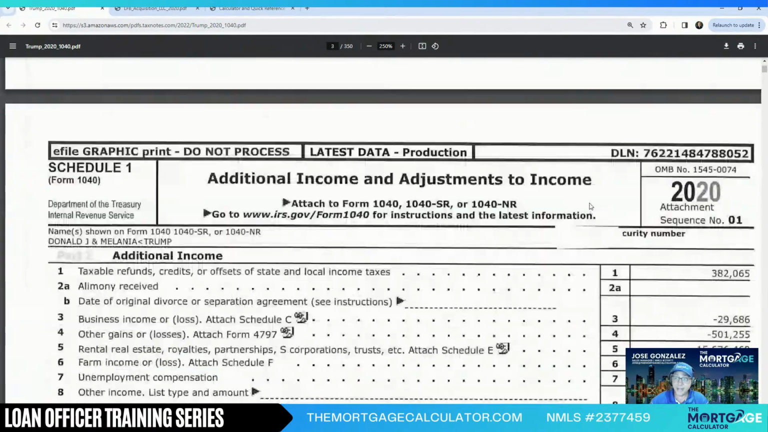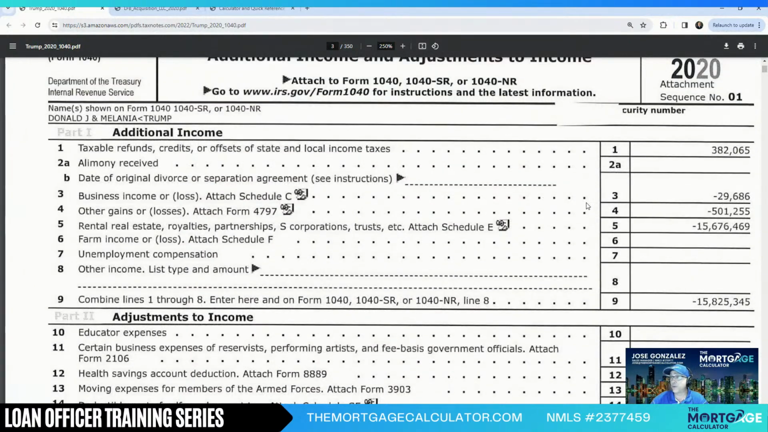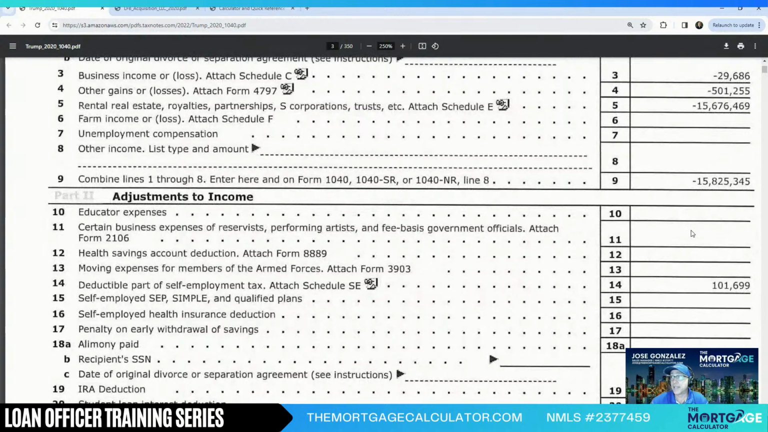So now looking further at the Schedule 1, I did a little research also. This $501,255, that's a loss from the sale of an asset, right? Sold a home or whatever they sold. So that could be another non-recurring type loss. So you may also be able to add that back. Again, this is going to depend on how detailed of an explanation and documentation the tax preparer can provide. So we're looking at ways to add back a lot of income here.